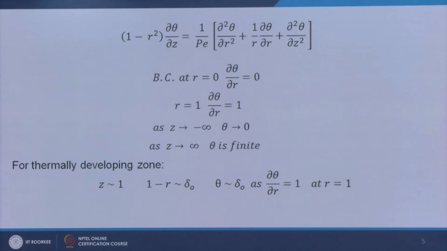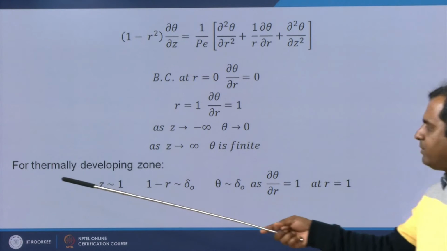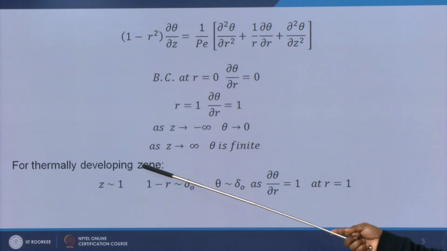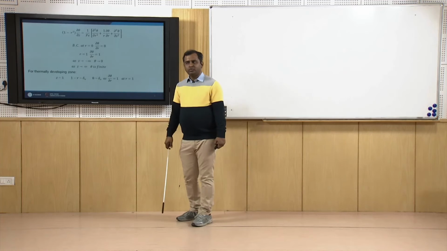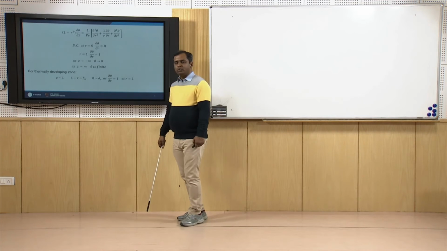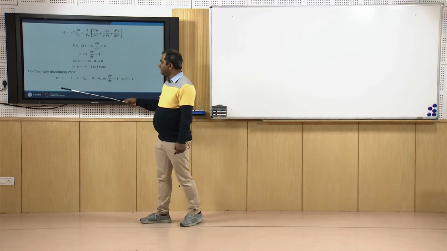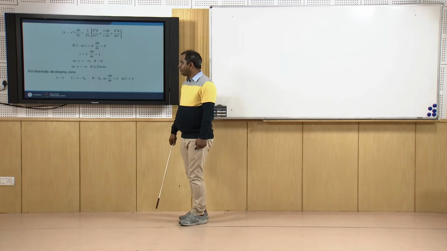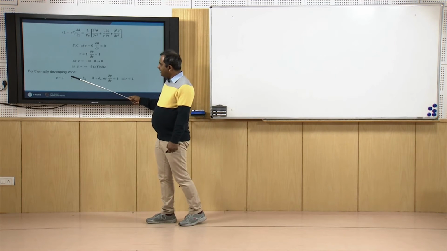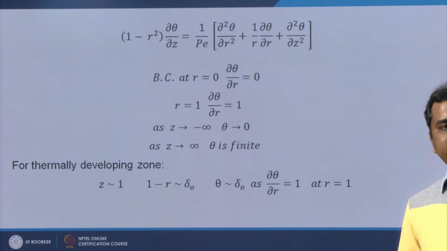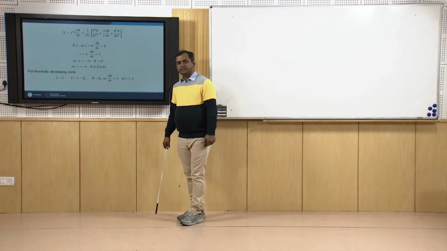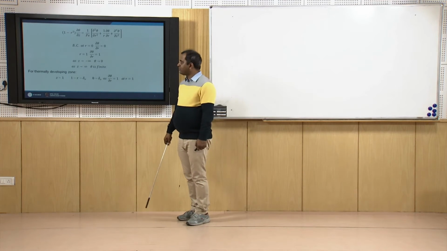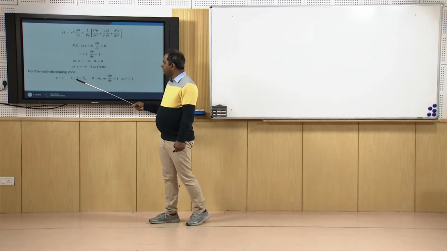Next let us try to see some scale analysis. So for the thermally developing zone, we need to see first what is the scale of your axial direction and radial direction. As it is a thermally developing zone, the zone will be very small, obviously of the order of R naught. Okay, so Z will be coming of the order of 1, because Z is nothing but Z bar by R naught. And in case of the radial direction, 1 minus R is nothing but R naught minus R bar divided by R naught.